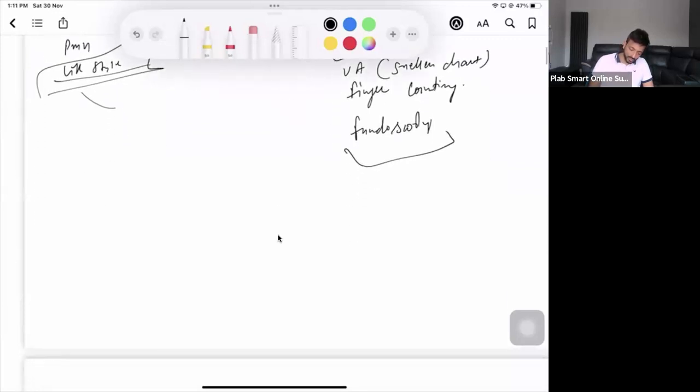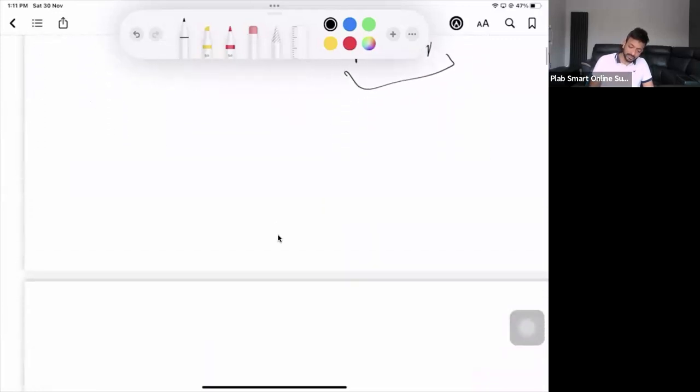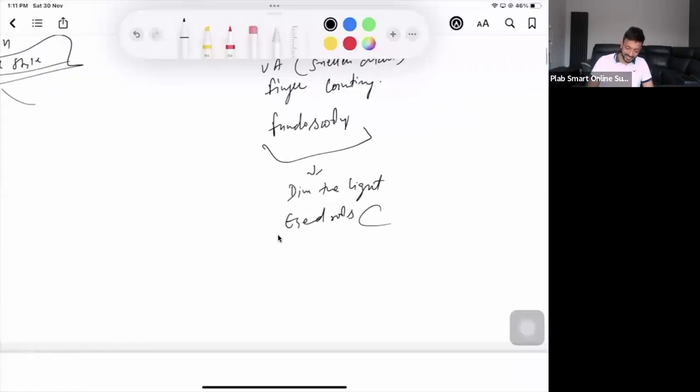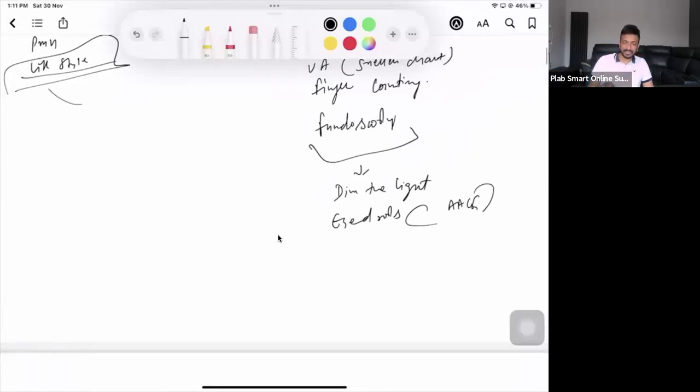Please do not forget to prepare the patient. How are you going to do the preparation of the patient? Very easy. You will simply have to dim the light and eye drops. Fine, eye drops. And make sure you rule out angle closure glaucoma. And also mention that don't drive, don't sign any legal document, and don't operate on any heavy machinery.